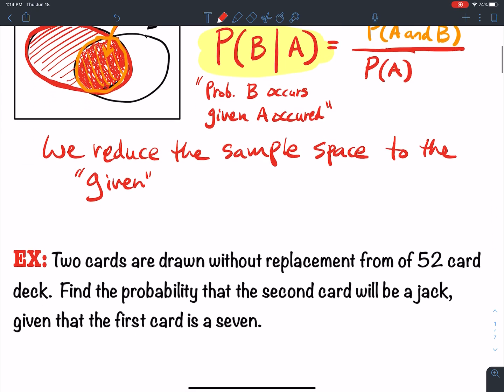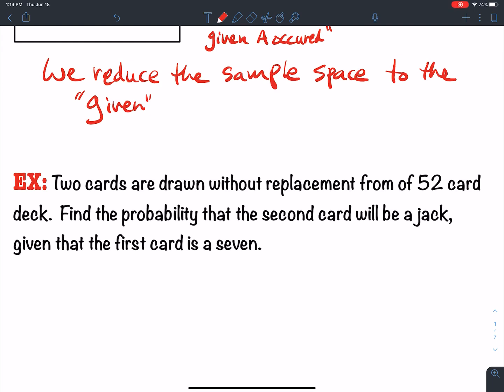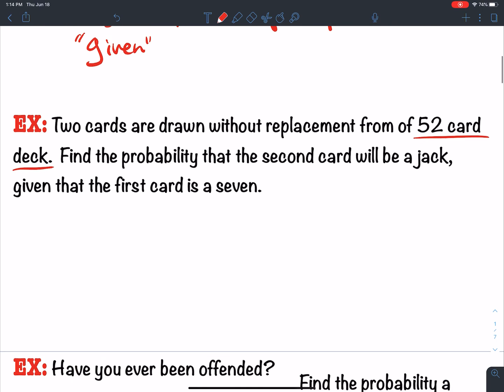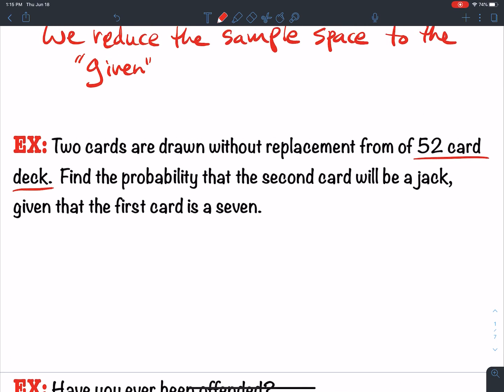Now, let's take an example. We've got 2 cards that are drawn without replacement from a 52 card deck. Now let's think about 52 cards. So with a deck of cards, what do you have? Well, you've got hearts, diamonds, spades, and then you've got the clubs, right?